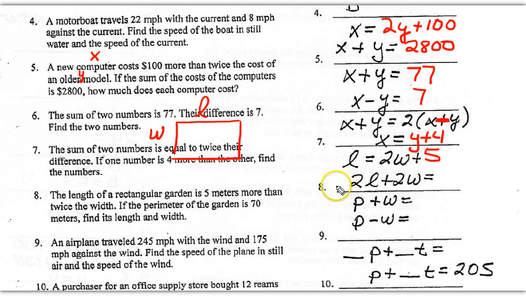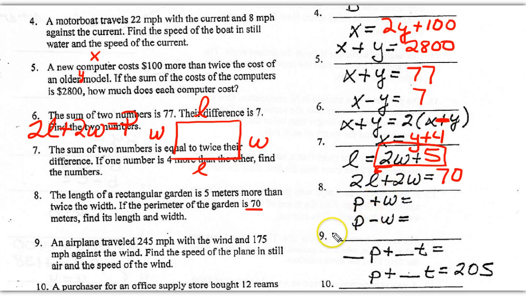And then we have to know that the formula for perimeter is 2 lengths plus 2 widths equals the perimeter. And here we know that 2 lengths plus 2 widths then is equal to 70. So I think the way to solve this would be substitution, where you're going to put this where the L is if you were to solve it.